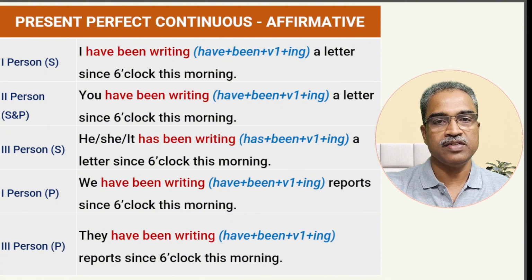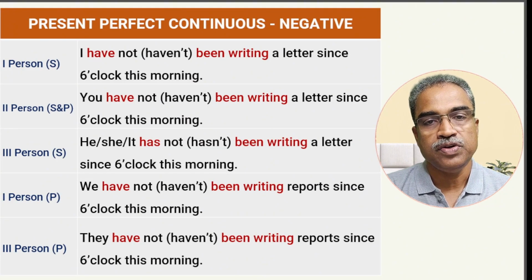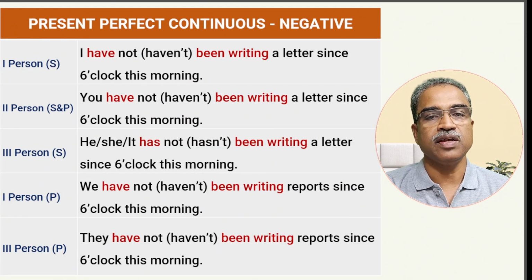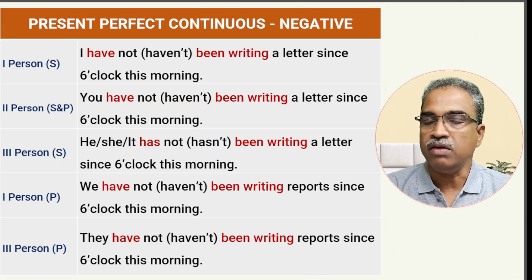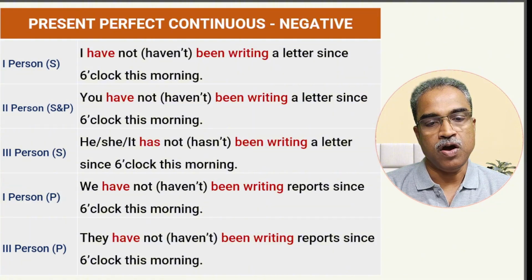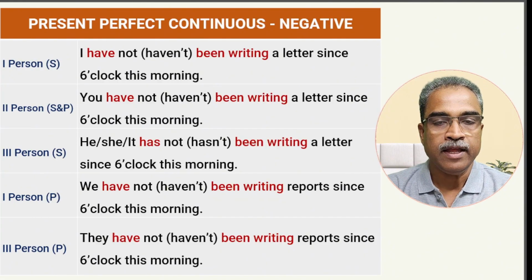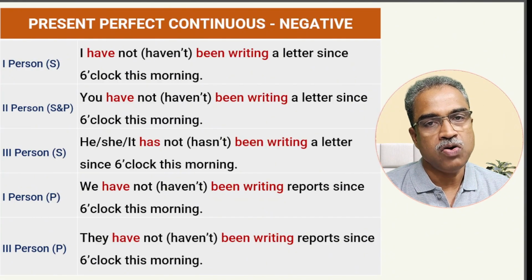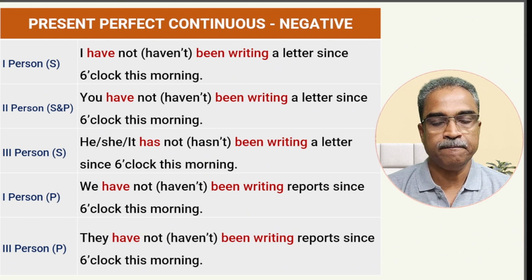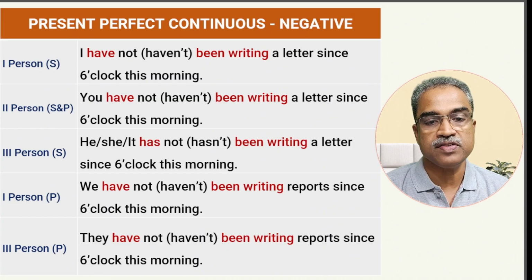Now let's go and see how to frame negative statements in this particular tense. And you shouldn't have any problem when it comes to making negatives because we have a set pattern now and we follow the exact pattern here. So, I have not been writing a letter since 6 o'clock this morning. Now remember, my dear learners, we have auxiliary verbs here. What are the auxiliary verbs that we have used here? Have plus been, right? Have plus been.